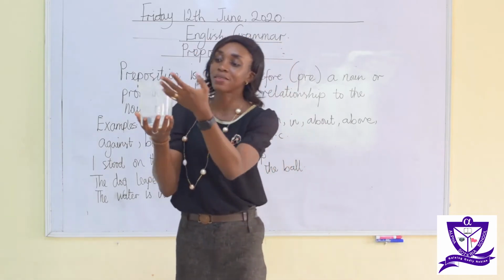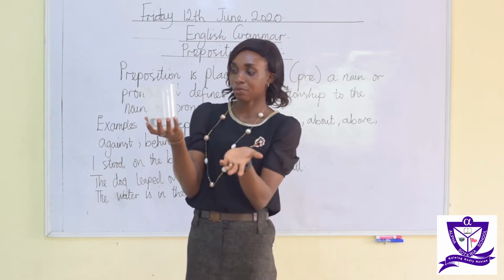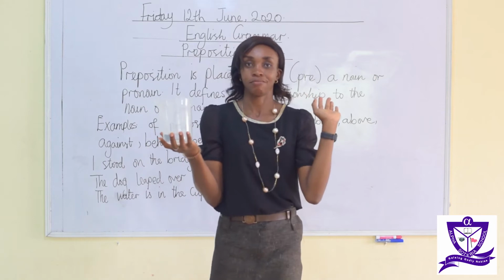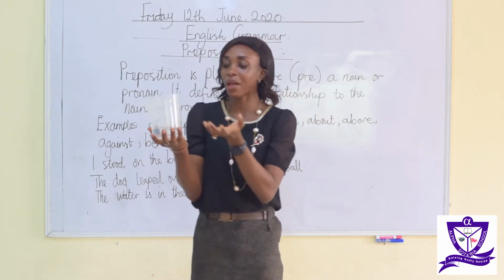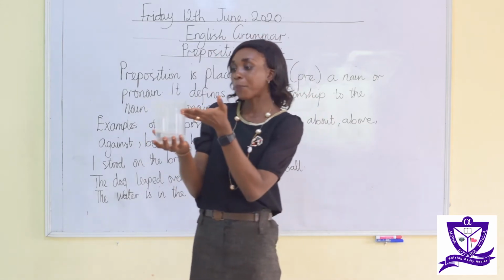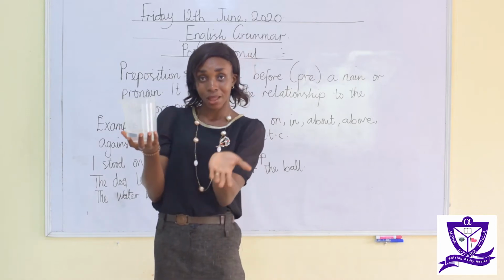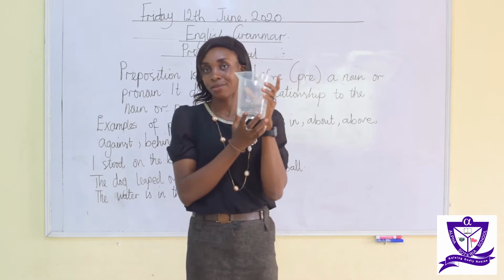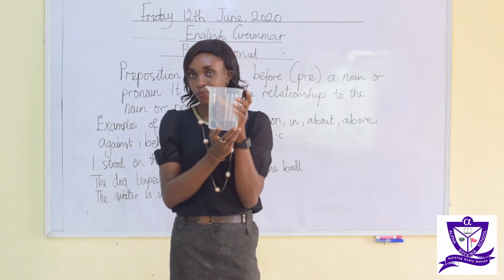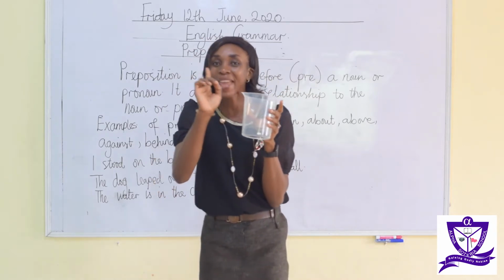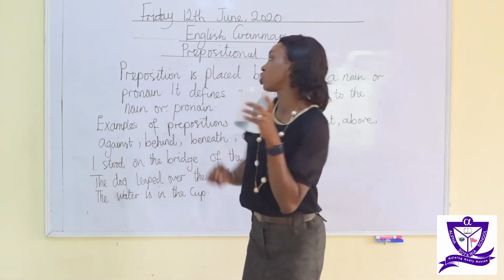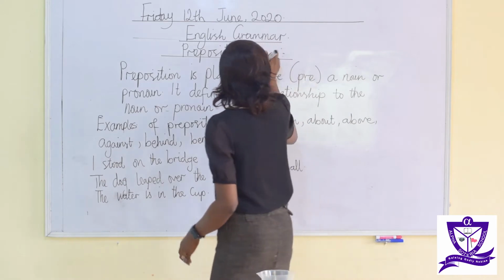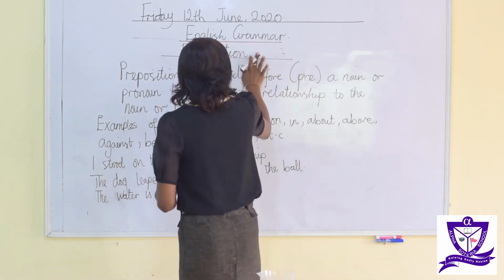Now look at this: the cup, water. What's the relationship between the cup and the water? In. The relationship between the cup and the water is in. The cup is a noun, water is a noun. So when we talk about the water is in the cup, that in there is a preposition. So that is what we're going to be talking about: preposition.